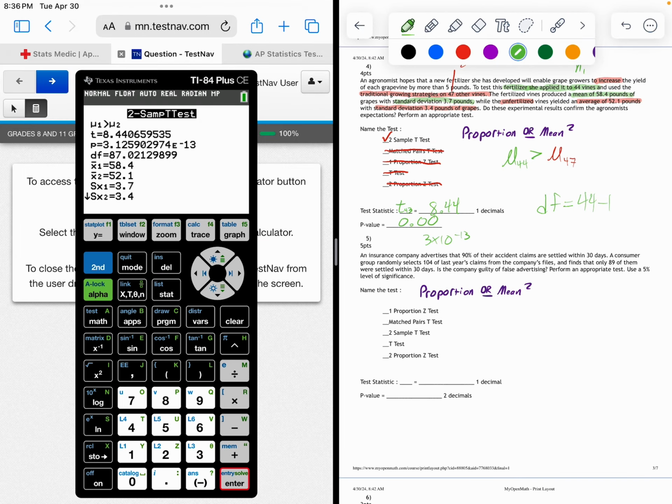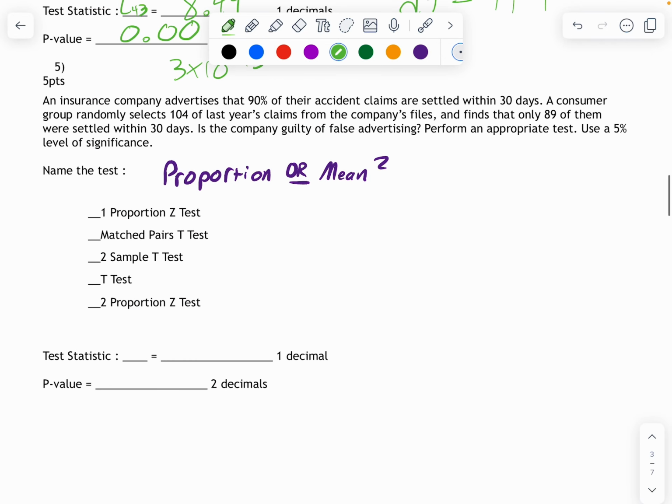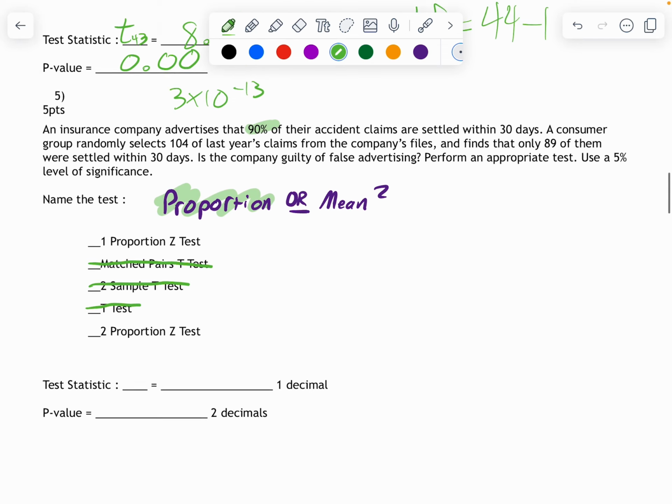All right, number 5. An insurance company advertises that 90% of their claims are settled within 30 days. Right away, I see a percentage, so I'm pretty sure it's a proportion. So let's cross off what it's not. It is not a t-test. It is not a t-test. It is not a t-test. So it's either a single sample or a two sample proportion.